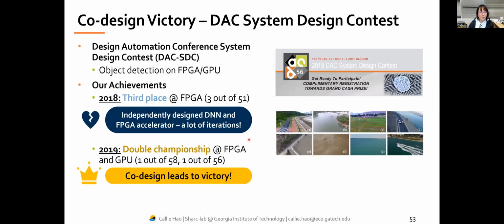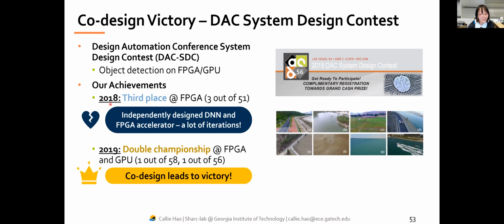Okay, so let me skip all those details. Let's see, co-design is actually very, very good, very practical in the real world. So we've been participating in this DAC design competition. This is an object detection algorithm or acceleration on FPGA and GPU. Let's see how we did.